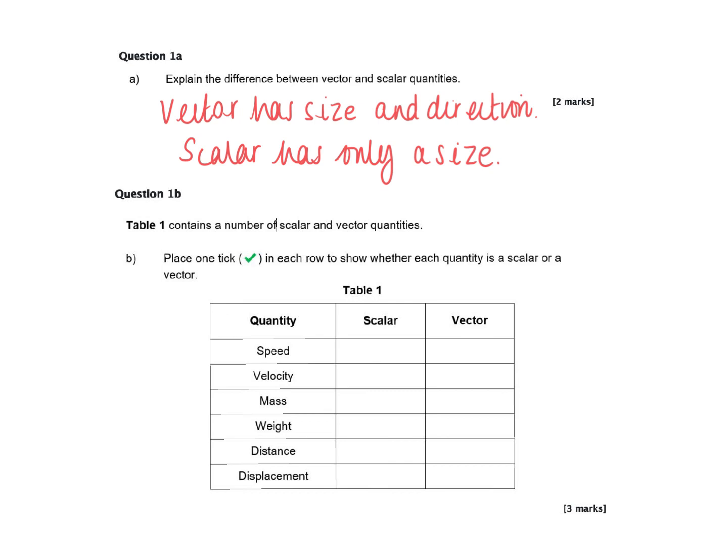Question 1b, table 1 contains a number of scalar and vector quantities. Place 1 tick in each row to show whether each quantity is a scalar or a vector. So speed is a scalar, velocity is a vector, mass is a scalar, weight is a vector, distance is a scalar, and displacement is a vector.